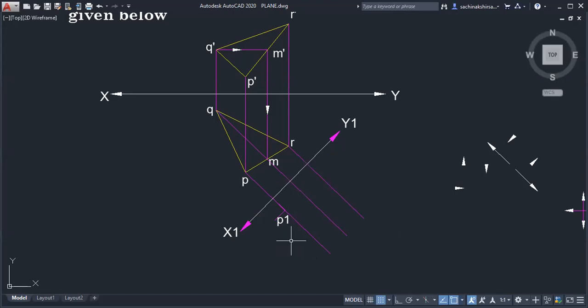Then will the distance of point Q dash and M dash be the same from XY? Will it be the same? Q dash and M dash distance will be the same from XY. Why will it be the same? They are on the same horizontal line. Okay, that's why. Very good. So mark that also.